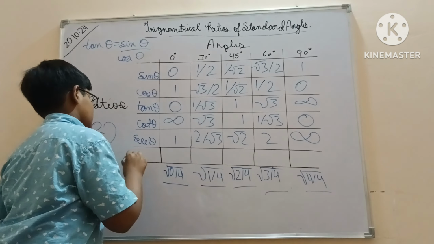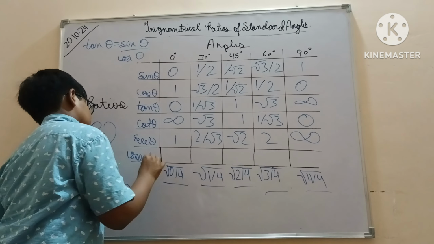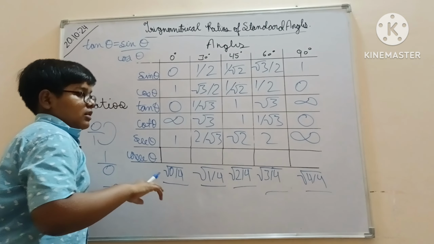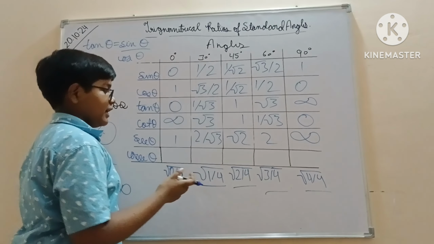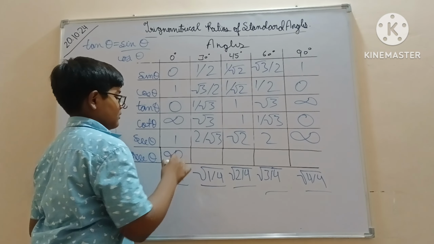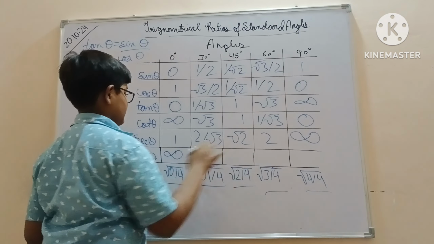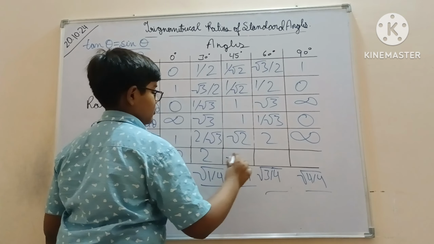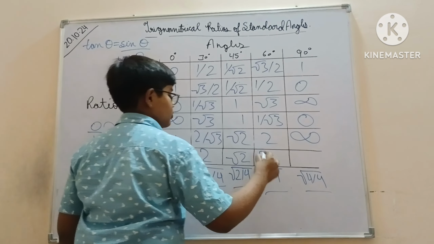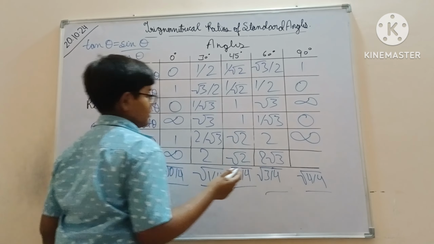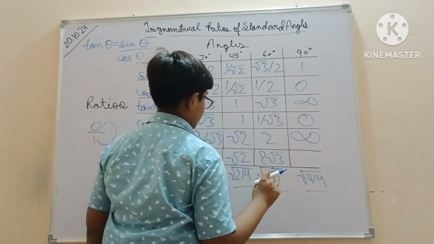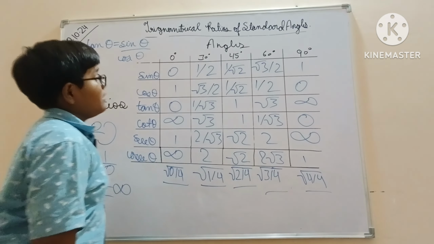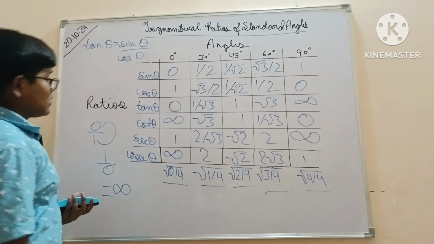Now we will find the value of cosec theta. By turning the table to the opposite side, we can find the value of cosec theta. This infinite will come here, this 2 will come here, this root 2 will remain at the same place, 2 by root 3 will become second last, and 1 will become the last. So we have found all the trigonometrical ratios of standard angles.